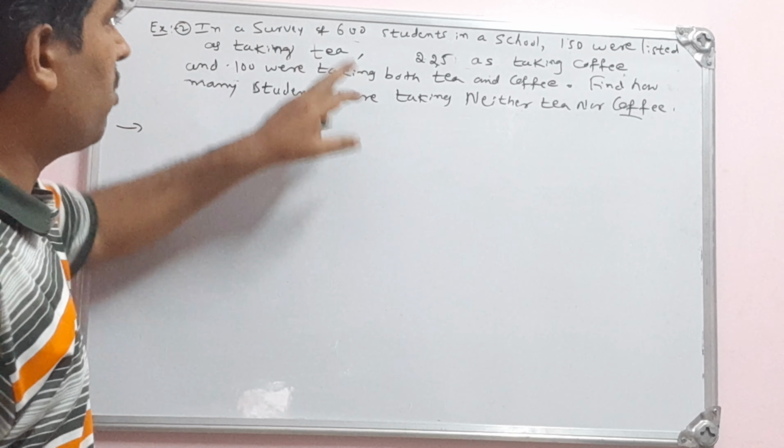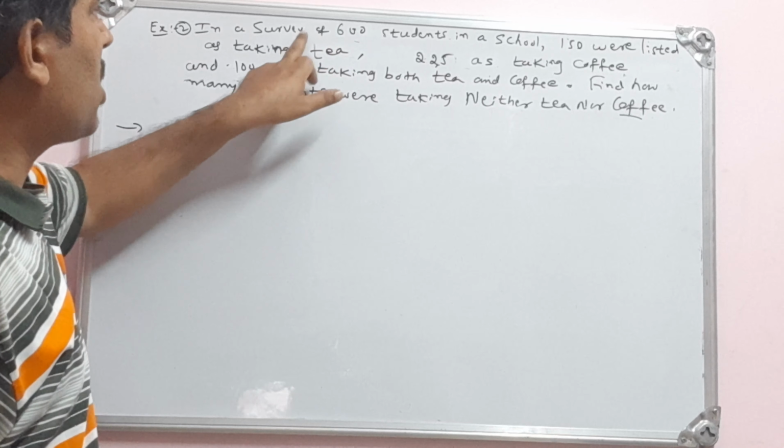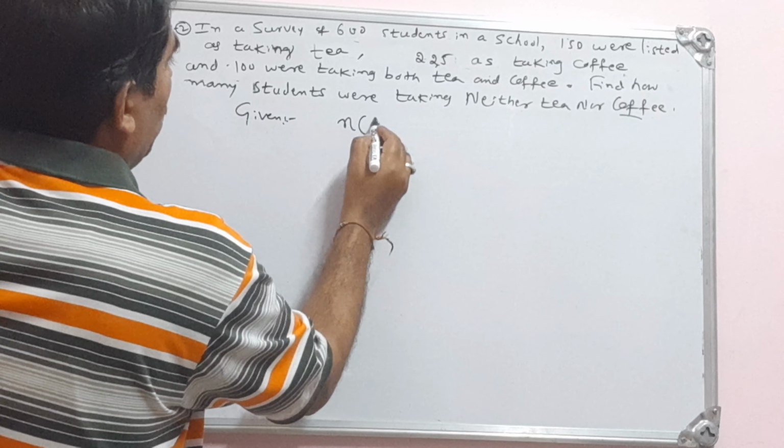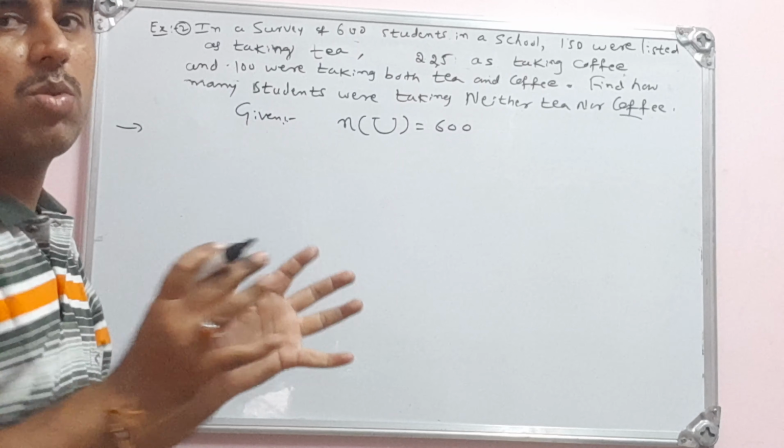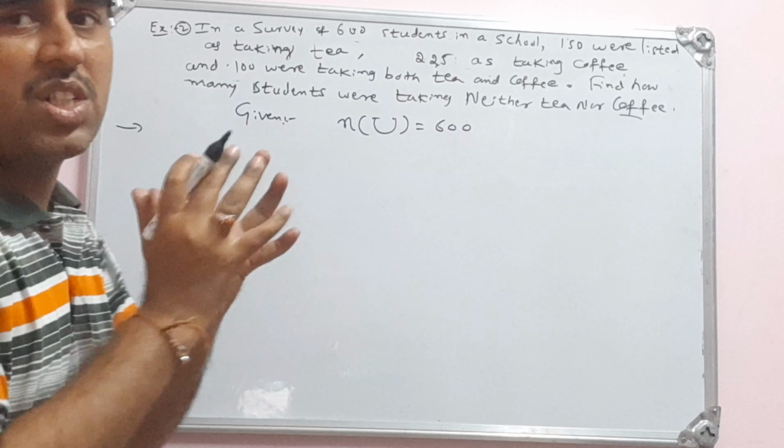First observe carefully. In a survey of 600 students, what is given here? The given thing is n of U, the universal set. They have surveyed 600 students. So the total number of students is 600, which can be taken as n of U.